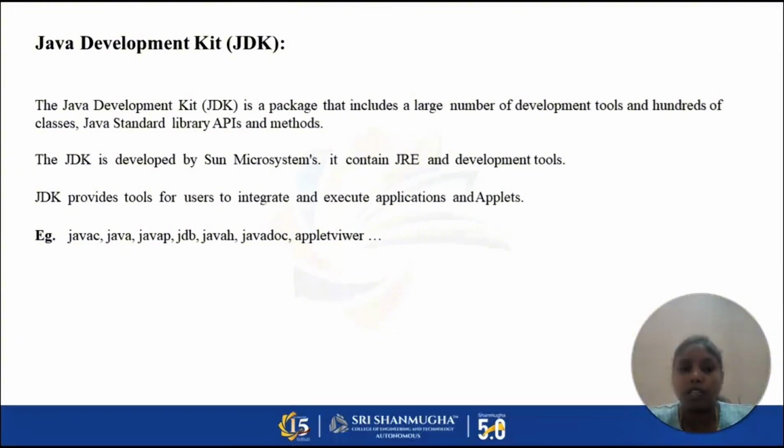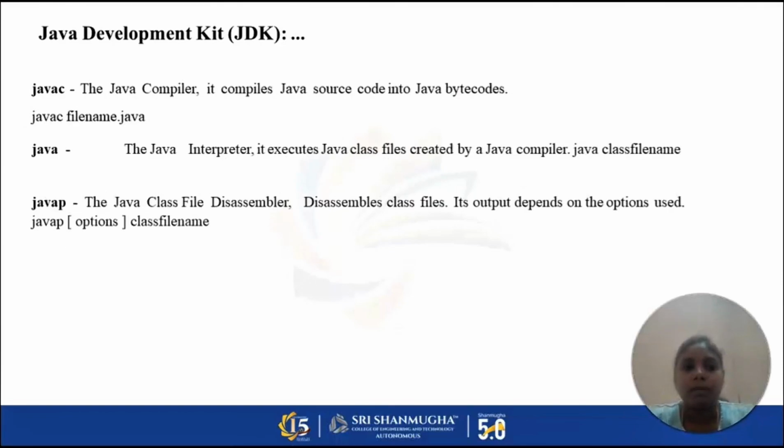It is mainly used to run Java applications. JDK provides tools for the user to execute applications. For example, the JDK has a bundle of hundreds of classes and standard libraries. For example, the Java compiler, Java, jdb, javah, javadoc, appletviewer. There are so many examples available.